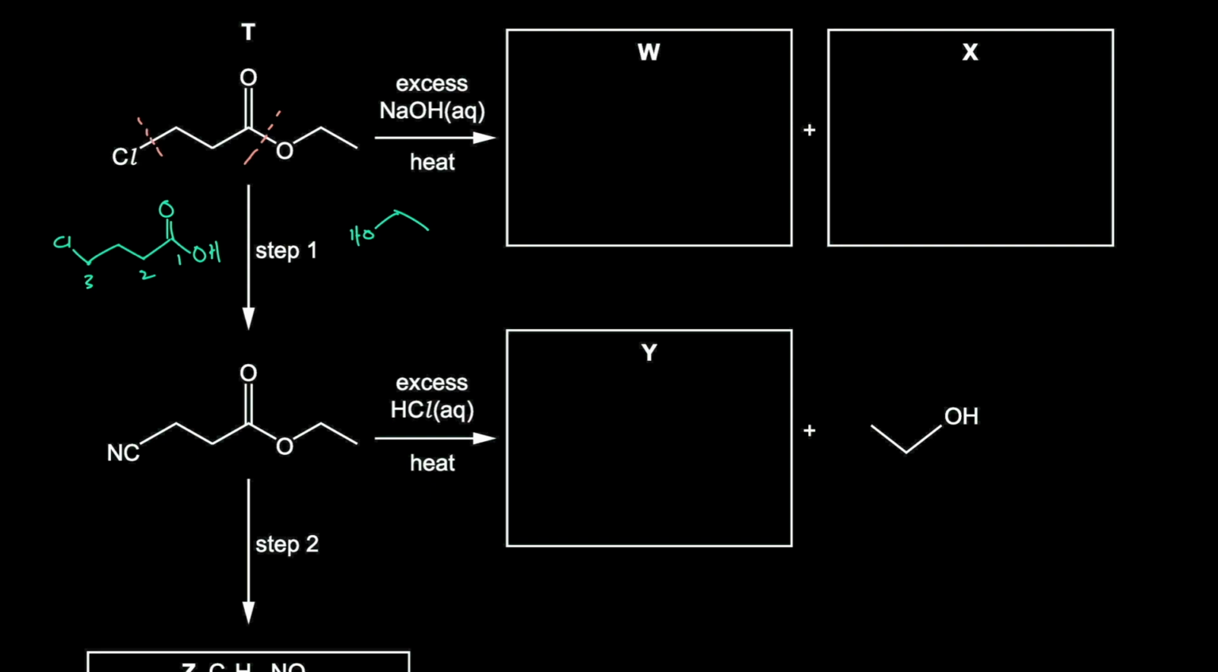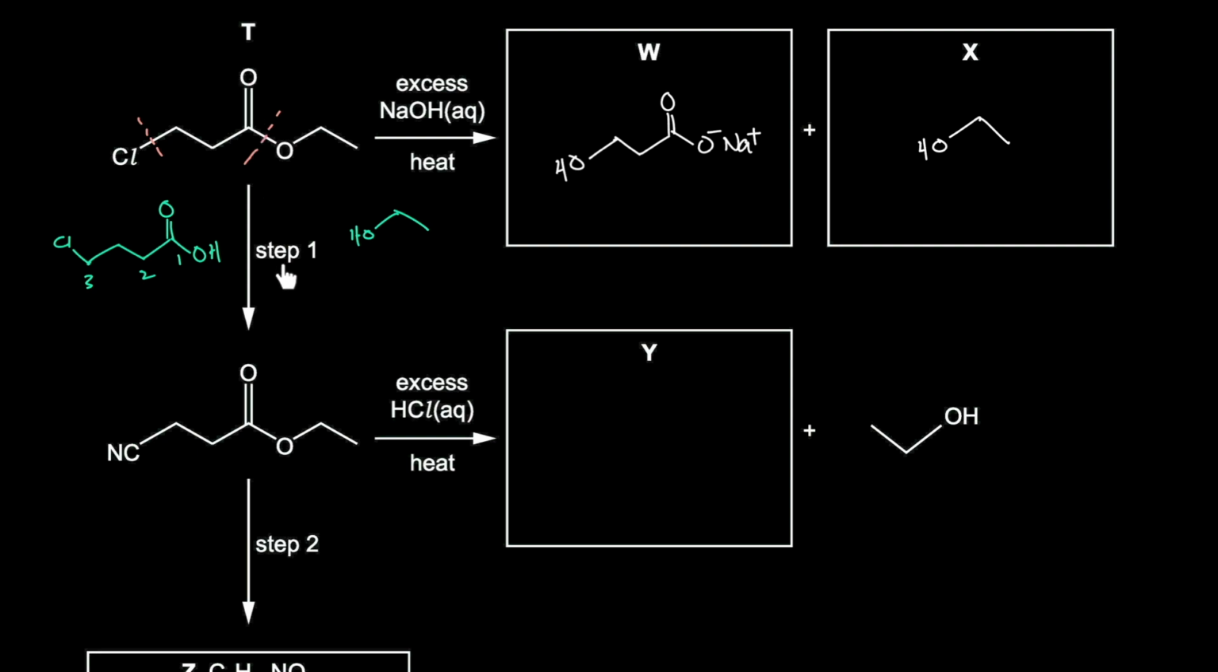So with aqueous sodium hydroxide, this becomes an alcohol. So we have OH, and then we end up getting a salt of the carboxylic acid, because of the alkaline conditions, and then we also get ethanol, this 2-carbon alcohol. We get the salt of the carboxylic acid because of alkaline conditions, and the chloroalkane ends up becoming an alcohol.